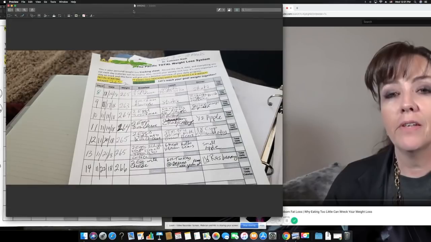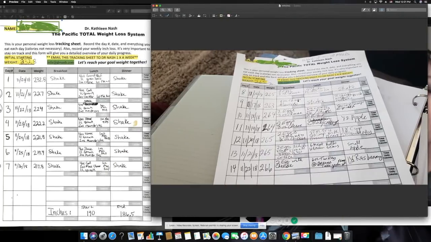She's under eating. I would never, ever, ever have somebody only eat half of an apple for a meal, or a small apple for a meal, or I don't know what 1.5 raspberries means, but maybe she means 1.5 ounces, but I don't know.